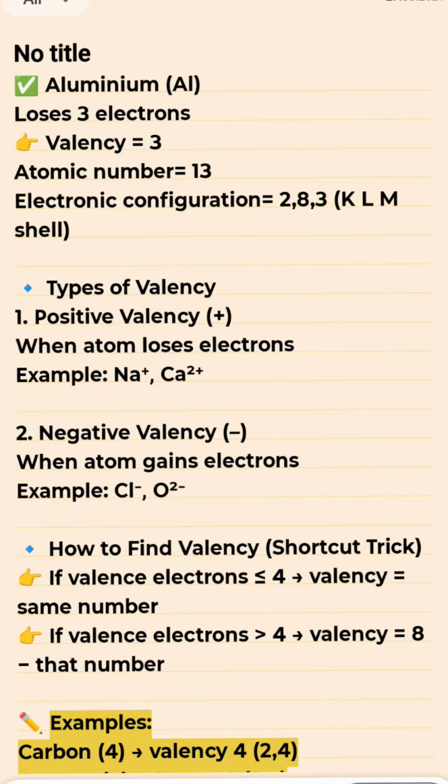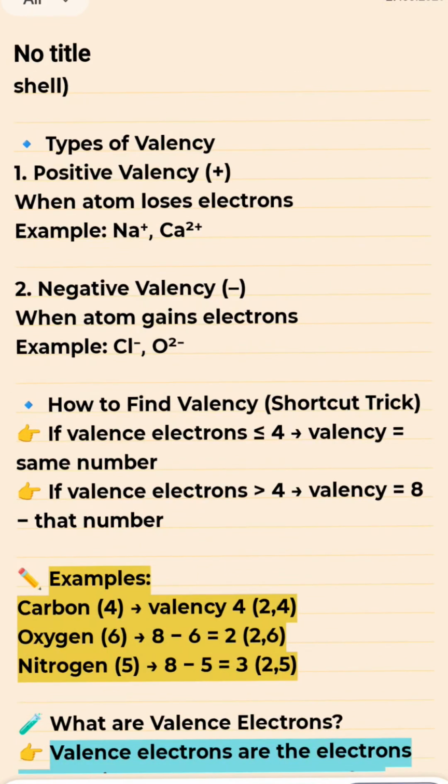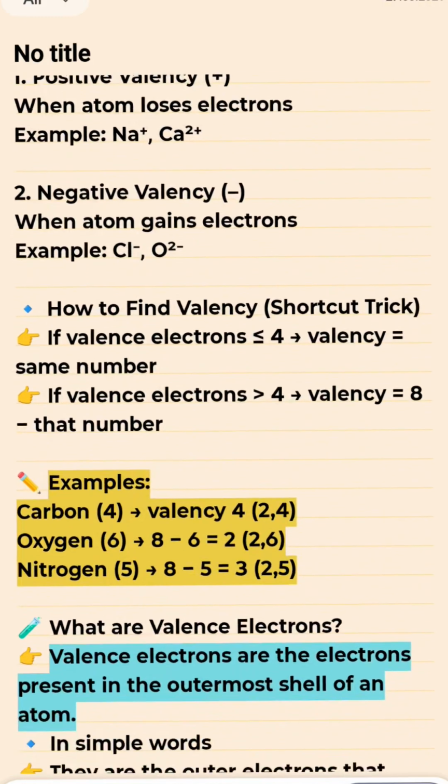So rather than gaining 5 electrons in the M shell, it will follow losing 3 electrons from the M shell and getting an octet configuration in the L shell. Types of valency: there can be a positive valency for the metal. When an atom loses electrons, it gets a positive charge. How many electrons are lost, that is the valency. And on account of the loss, it attains a positive charge.